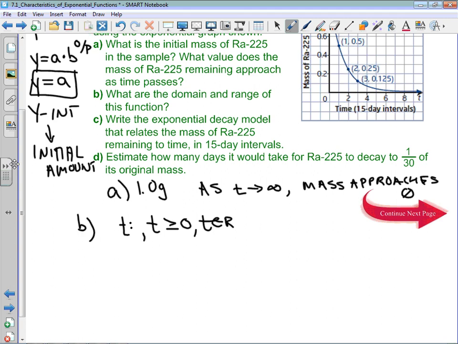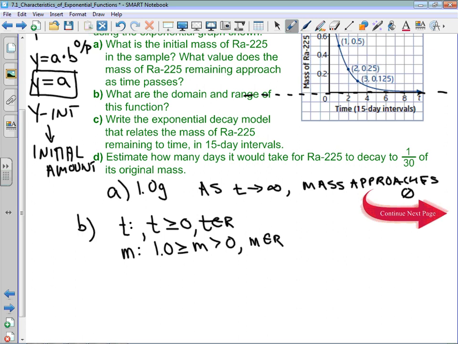For the range, though, they don't really tell us what variables to use, so I'm going to use m just because it's talking about mass. And what happens for m is that my mass is less than or equal to 1 gram, because that's where we start, but then it's always greater than 0. And that's really important, because of that horizontal asymptote at y equals 0, this amount of radium does get very, very small, but it never actually disappears, which is a very important consideration.